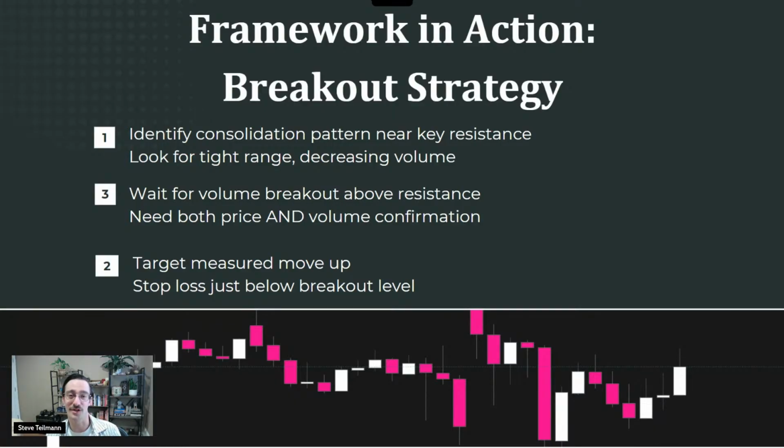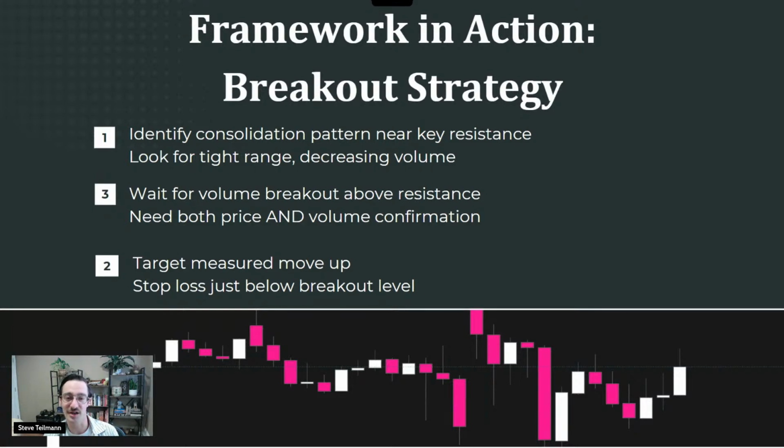And so our goal is to identify the consolidation so that we can get in right before that pivotal moment where the volatility starts expanding and we get price expansion. So that's why we're looking for a consolidation. We are looking for this consolidation near key resistances or supports, essentially near a key level.